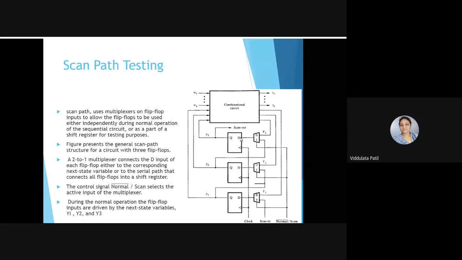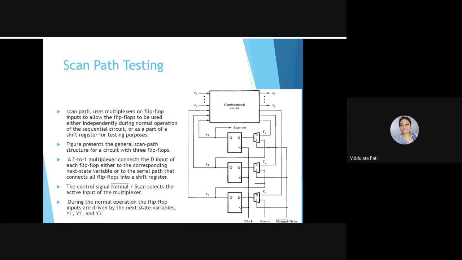So how are we getting that one input? For that we require certain select lines. If we have 2 raised to n inputs, then we require n select lines. Here, as it is a 2 to 1 multiplexer, we will require one select line. This is the select line that we have for this circuit, which has the name normal bar or scan.